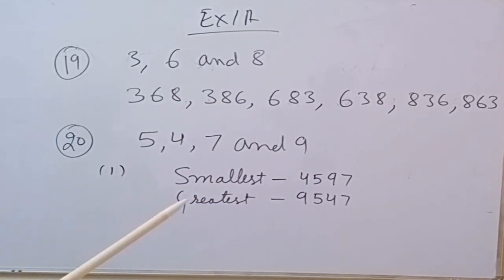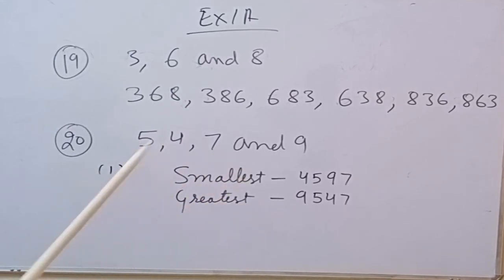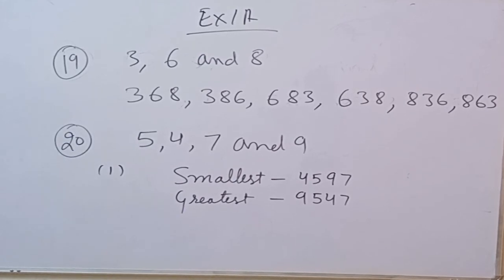Now we have to form the greatest number. The 7 we have already written, so the digits left are 9, 4 and 5. Using these digits, make the greatest number. The greatest number is 954. So right in front of the 954 we will write the 7 to get the greatest number. So this is the answer of question number 20, first part.